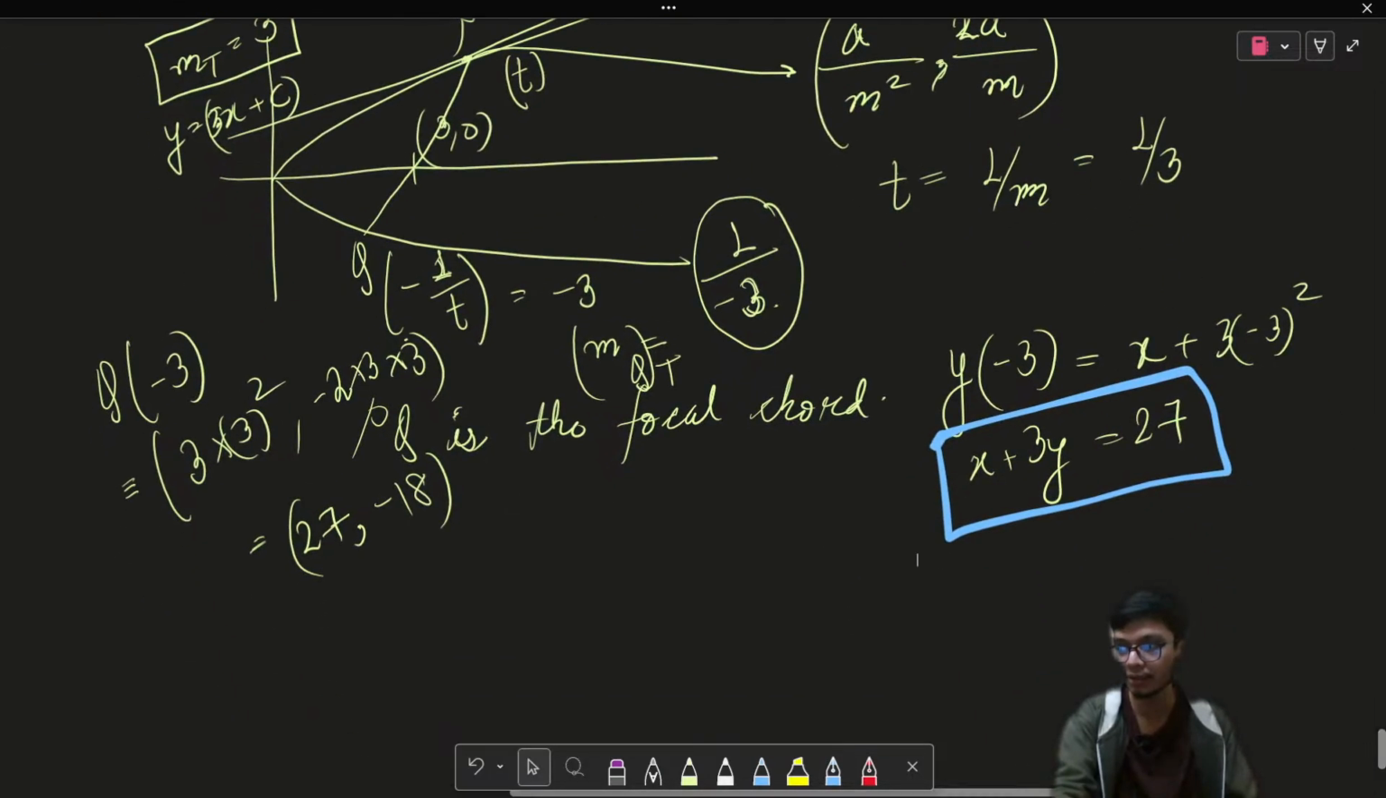Okay, I hope this is clear to all of you. Are you all able to get to this answer? Is this part clear?